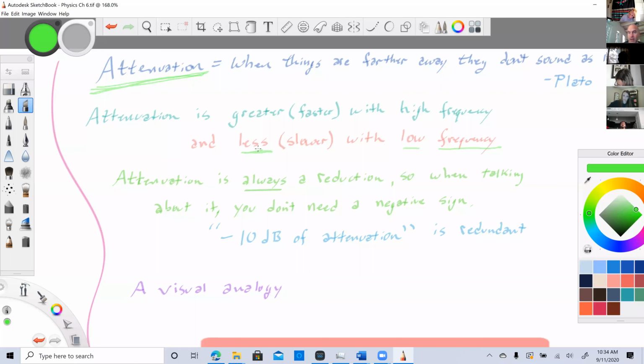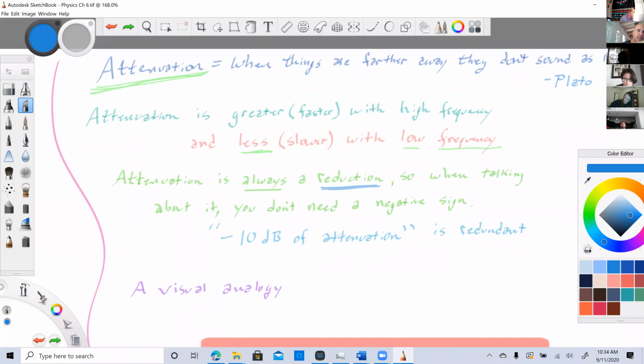Like I said before, attenuation is always a reduction of sound. So when talking about it, you don't need a negative sign. If you say negative 10 decibels of attenuation, that is redundant. You do not need that sign at all. You just simply say 10 decibels of attenuation.